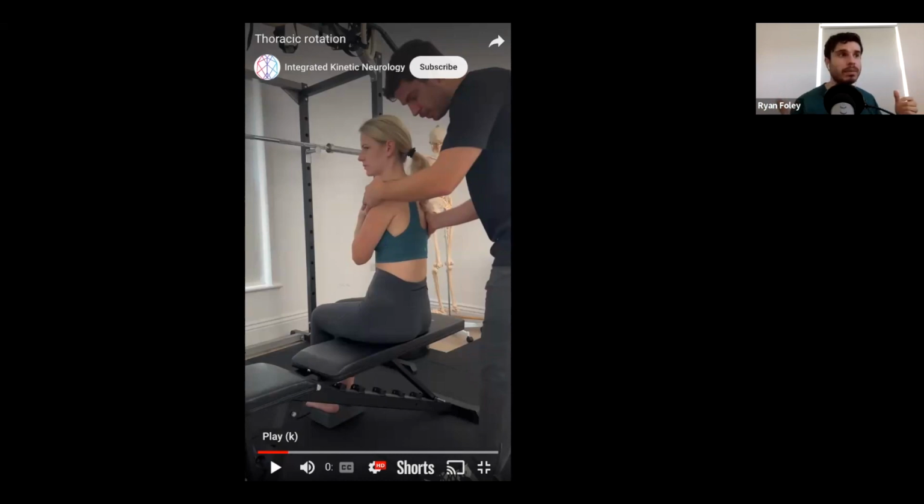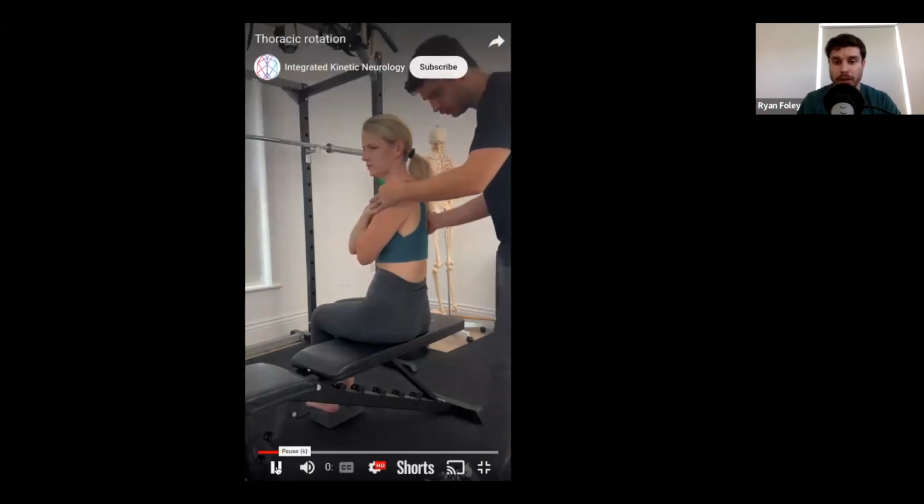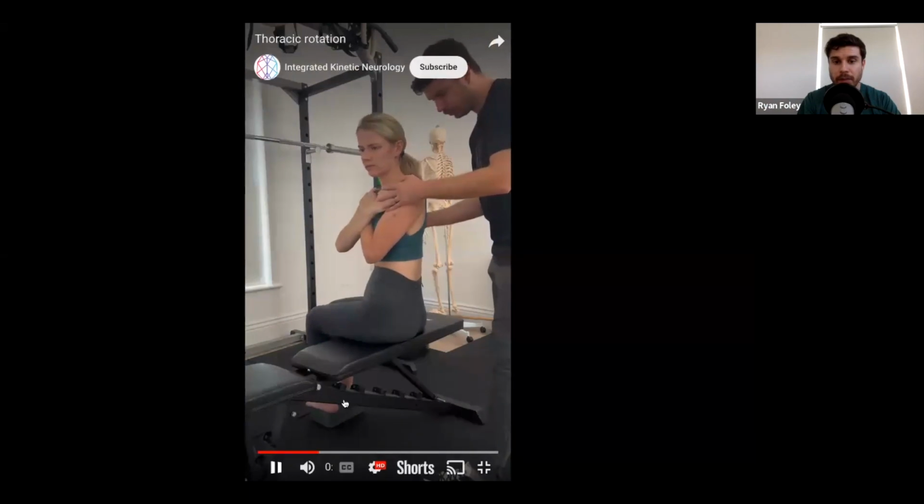Because sometimes the client may feel they have good rotation, but when you apply that passive overpressure, they may feel a lot of discomfort in the thoracic spine, which would demonstrate to me that they lack variability in the ability to handle forces towards the end range of thoracic rotation. But one of the things that you'll tend to see here, if you look at the pelvis now, if you look at the femur, you'll see the pelvis begin to rotate in the same direction as the thoracic spine. So it looks like I have a lot of rotation in the thoracic spine, but there's actually a lot of rotation coming from the pelvis.